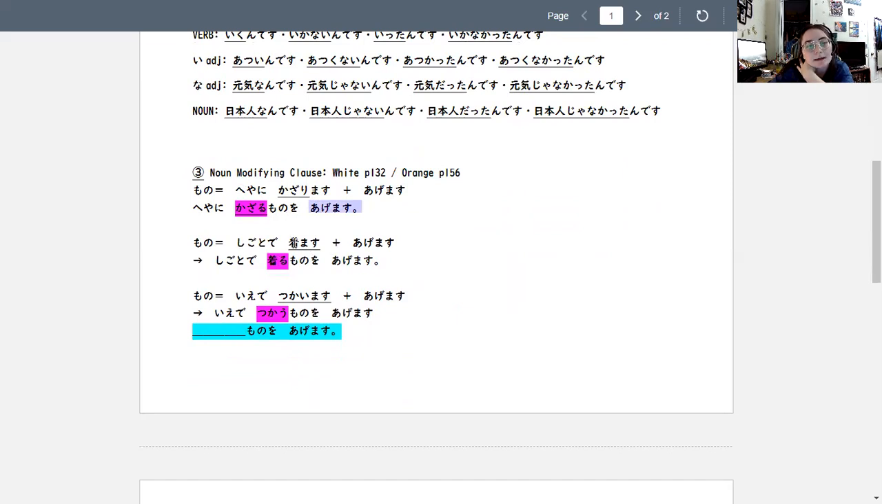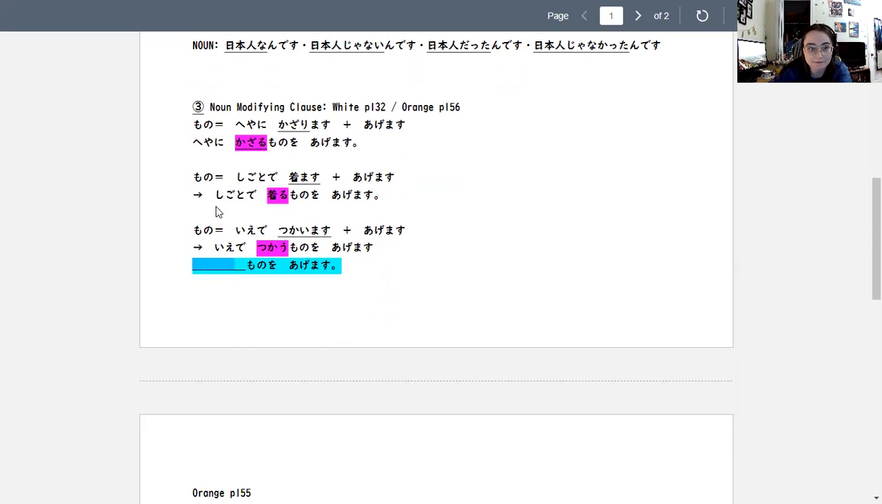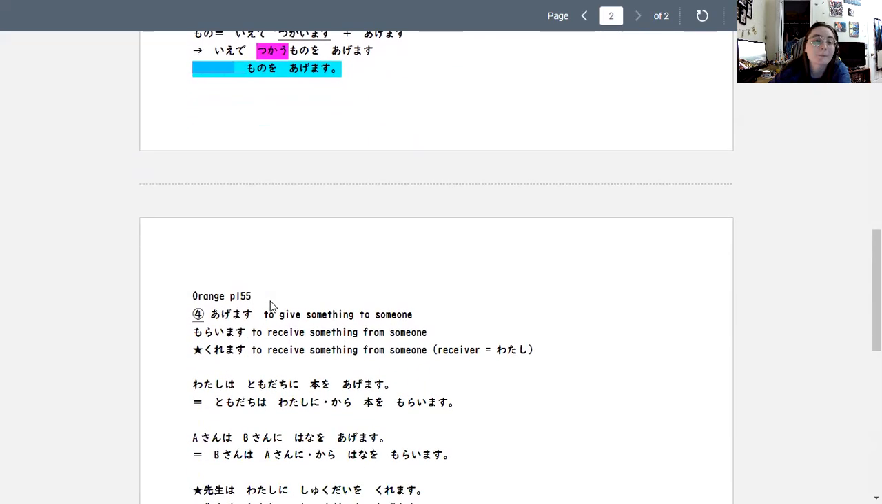Okay, shigoto de kimasu plus agemasu. Combining that, you get shigoto de kiru mono o agemasu. So you wear something and you give something. Okay, ie de tsukaimasu plus agemasu. So ie is your home. You use something and you give something. So ie de tsukau mono o agemasu. So it's going to be blank mo agemasu. So you don't necessarily have to have this first part, but it helps give context.